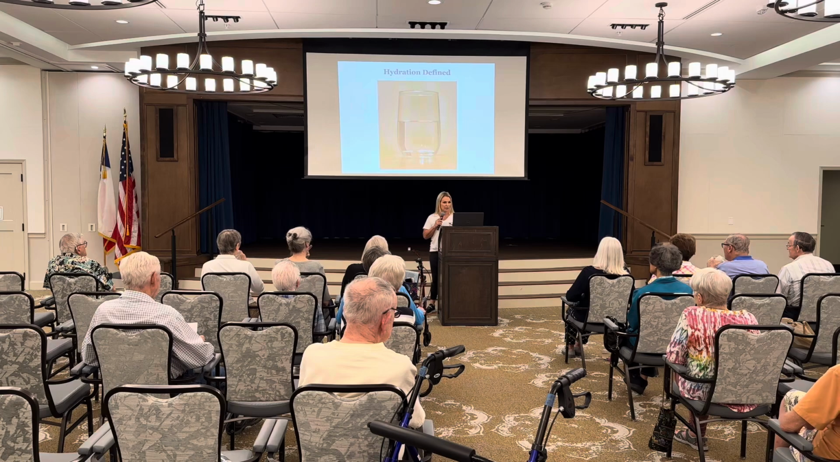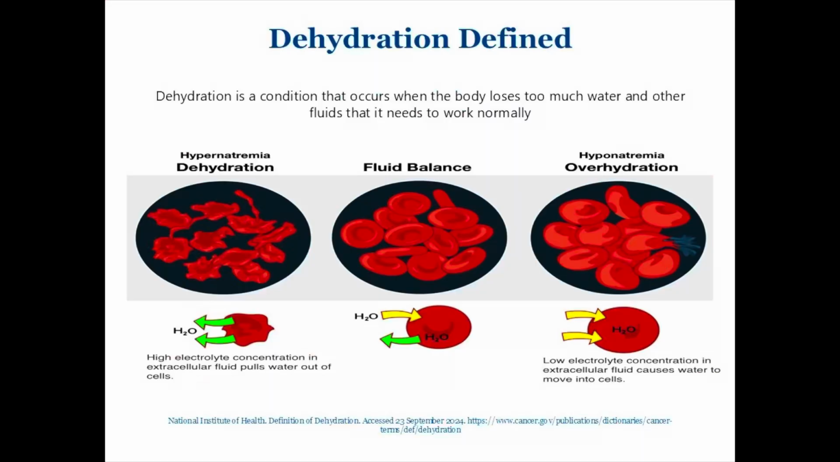Dehydration, on the other hand, if I can get my clicker to work, is a condition that occurs when the body loses too much water and other fluids that it needs to function normally. So if you see on the right, that's dehydration. There's not enough fluid, so it begins pulling fluid out of the cells. In the middle, that's where your fluid is balanced, your external cellular fluid and your internal cellular fluid. And that's where the electrolytes play a big part.